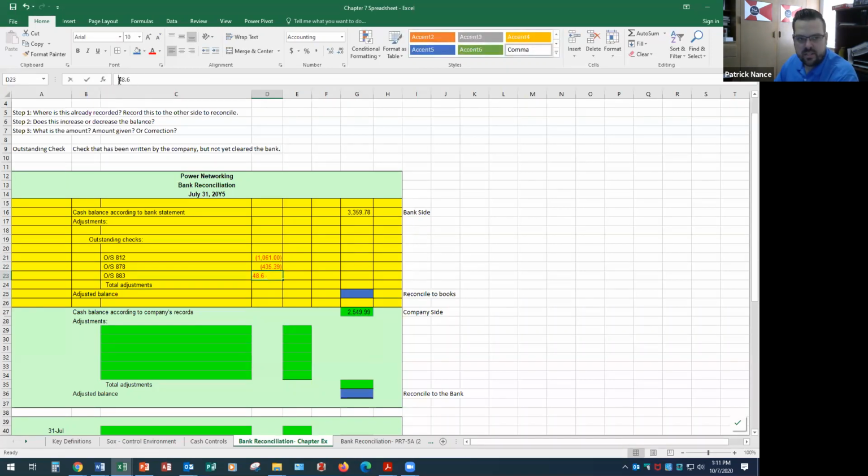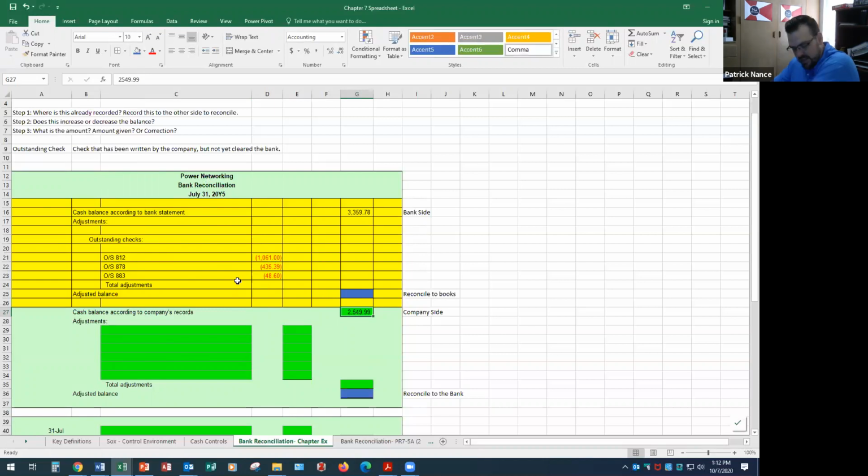Now, technically, these all should be negative numbers because these are checks that I wrote, which means I'm paying somebody else for them. So it's money that's going to come out of the bank eventually, and it has already been taken out of this. So where was it already recorded? Well, it was already recorded in the company record, so I need to adjust the bank records. Does it increase or decrease the balance? Well, they're checks that we wrote, so it decreases the balance. And the amount of the correction is the amount the checks are actually written for in this case. So there's my steps 1, 2, and 3 for the outstanding checks.